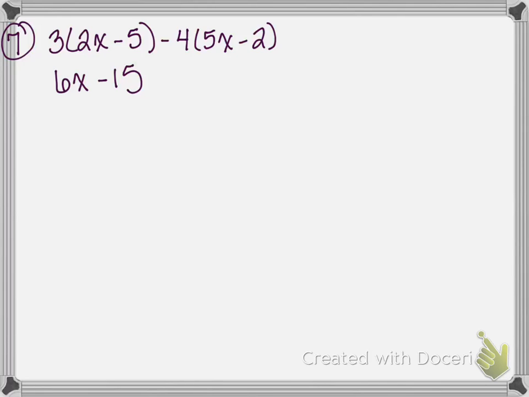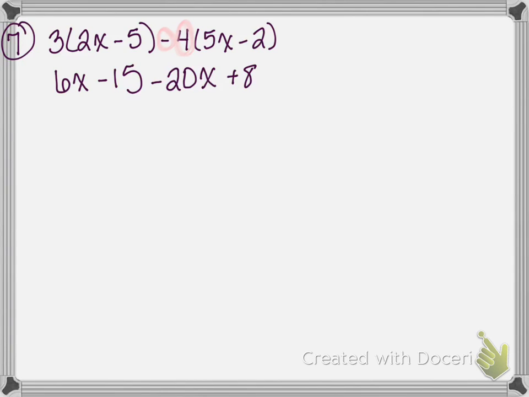The second part, we are distributing a negative and we are distributing a 4. So, we have negative 4 times 5x. That gives us negative 20x. Then we have negative 4 times negative 2. What is that? Positive 8. Okay? So don't forget that you've got to distribute that to both.